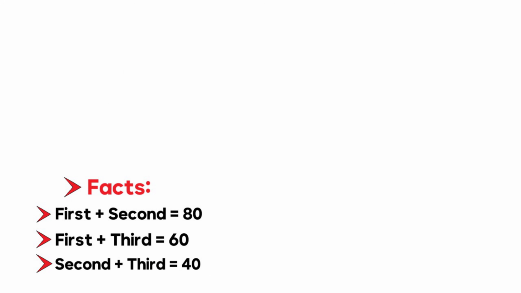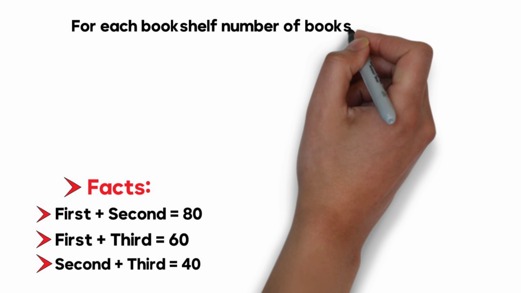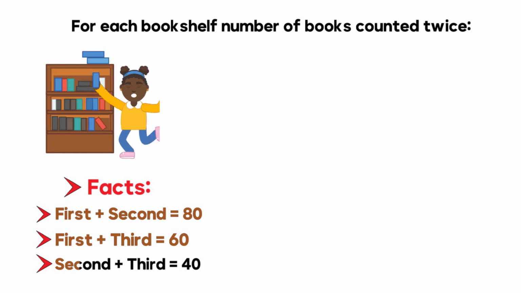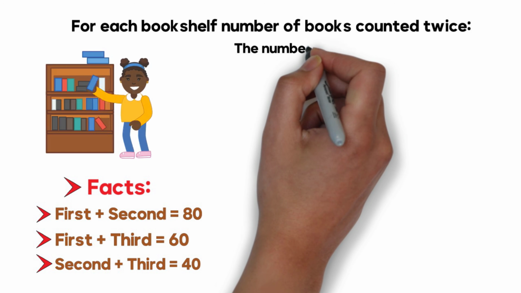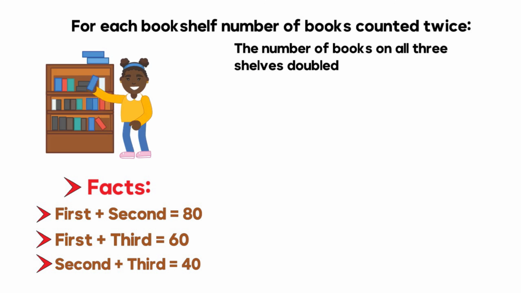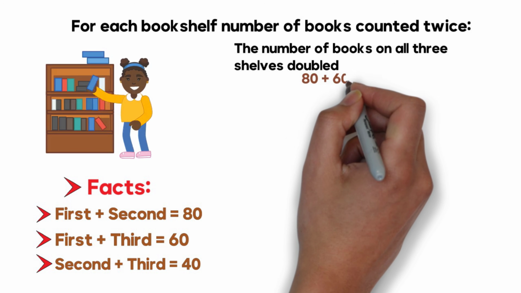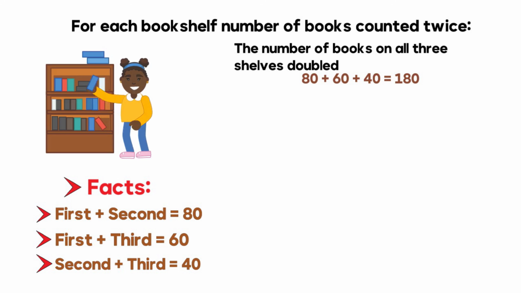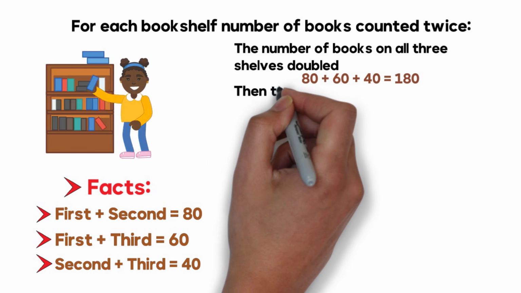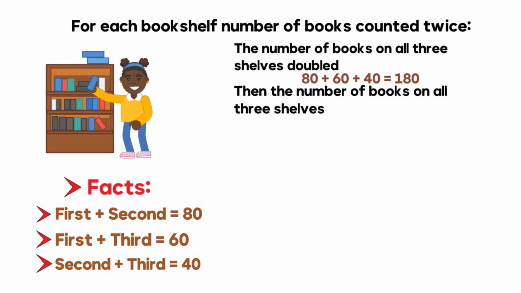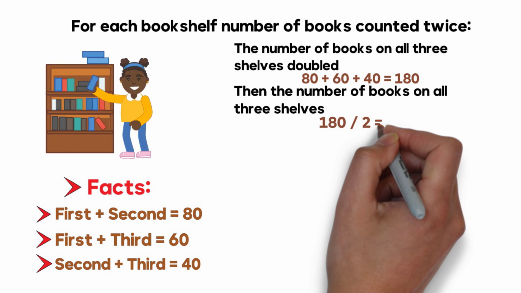And what's interesting about this fact is that each bookshelf is presented here twice. First is twice, second is twice, and then the third bookshelf also appears in these calculations twice. So what we can do here, we can calculate the doubled number of books on all 3 bookshelves. We can do it by adding up 80 plus 60 plus 40, and the result will be equal to 180. Because 180 is the double number of books, we can calculate just the total of books on all 3 shelves. We can do it by dividing 180 by 2, and the result is 90.